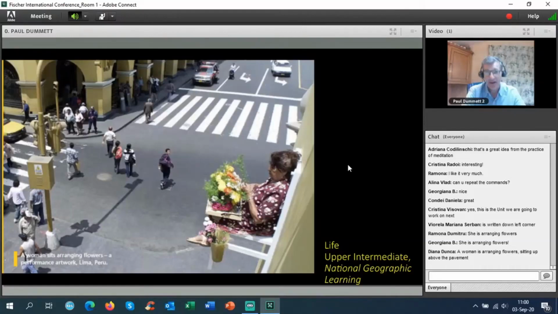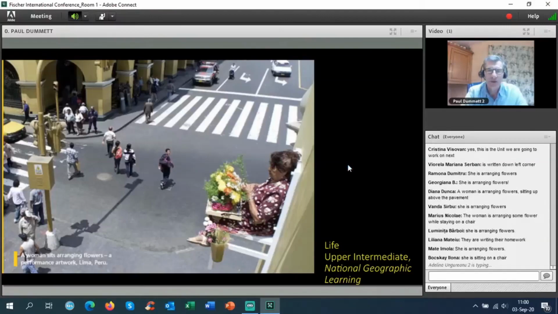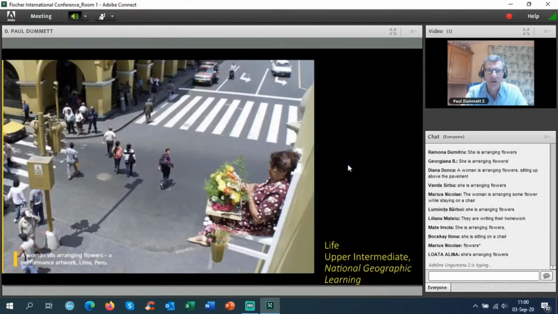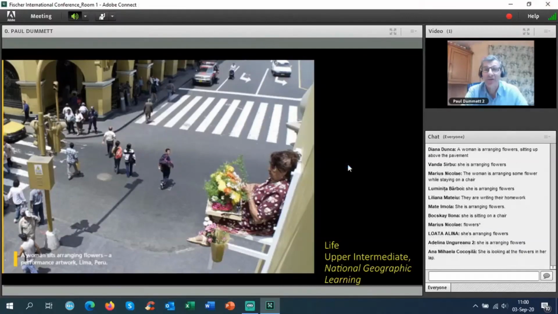Fantastic. She's arranging flowers. And this is a very strange picture, isn't it? Because you can also see she's sitting above the pavement. She's an older person who's been put on a chair. This is actually in Lima by a performance artist. And the idea is that the artist who did this wanted us to notice more the everyday things that people do. So she put them in this unusual situation. Exactly. So this woman is arranging flowers.